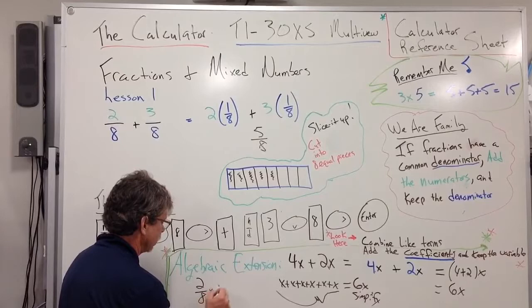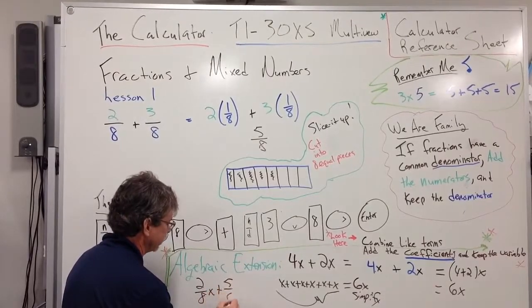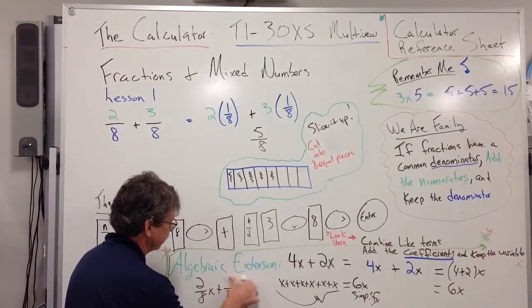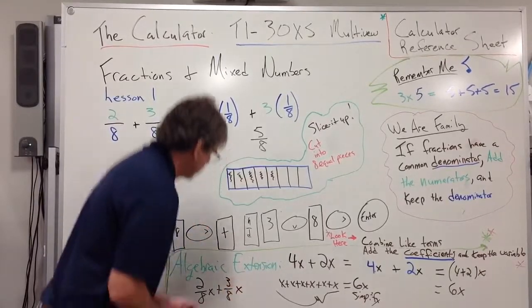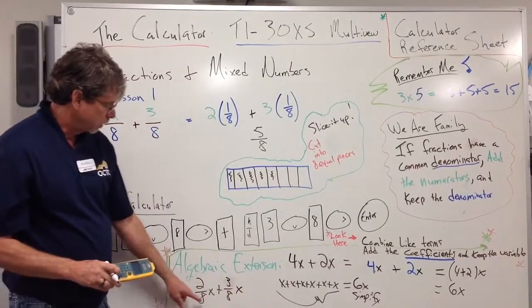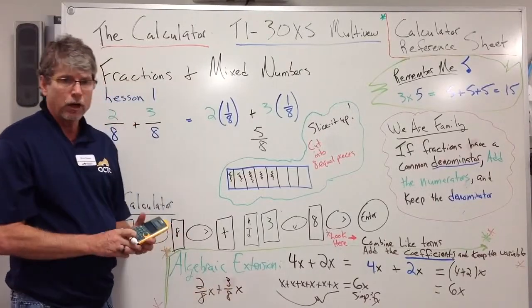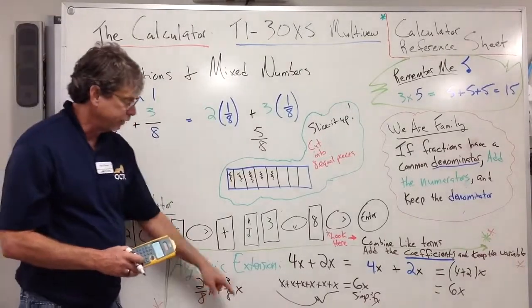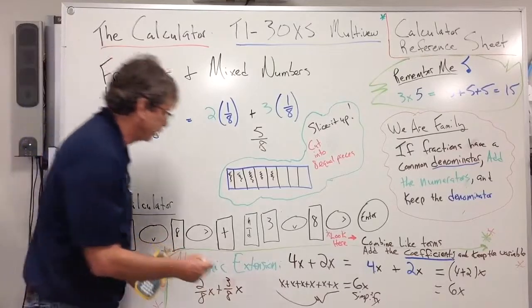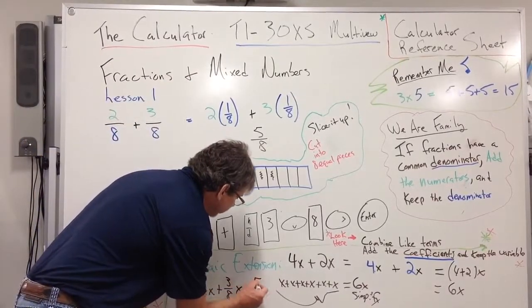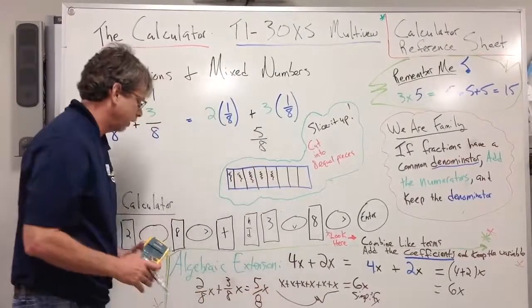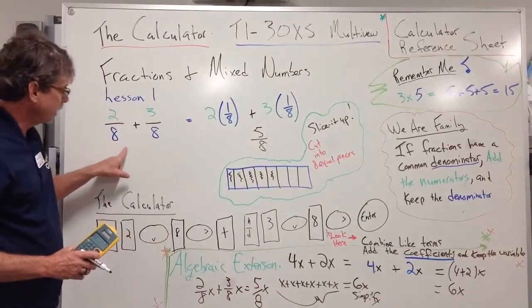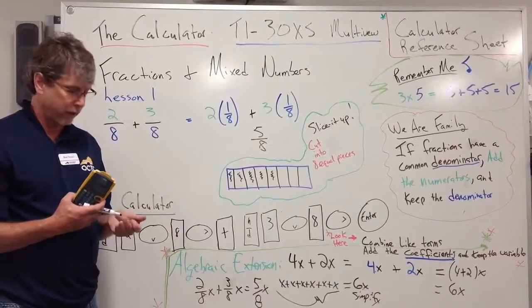So if we had a problem like 2/8x plus 5/8x, plus 3/8x. If I had a problem like that, we actually could say, hey, these are like terms, and all I got to do is add the coefficients. So 2/8 plus 3/8 would in turn give me my 5/8, and then I can keep the x along with that and say it's 5/8x. So I can extend that over into an algebraic extension if I like.